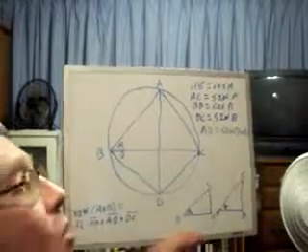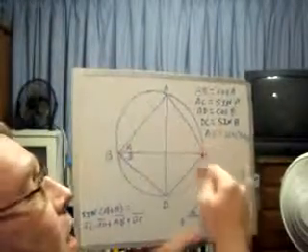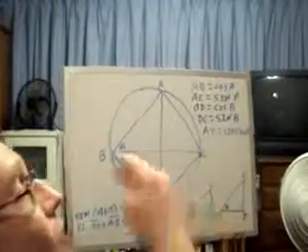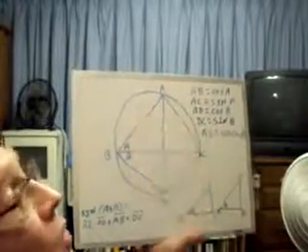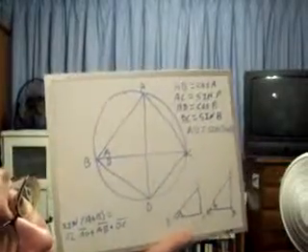You say, well, wait a minute. According to Ptolemy's theorem, it's the length of this times the length of this. Well, the length of this is 1. So if the length of this is 1, then whatever this length is, we multiply it times 1 and we get the same answer. So literally it's going to be the length of this.